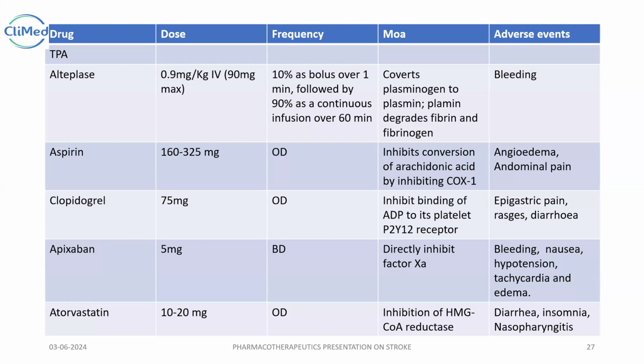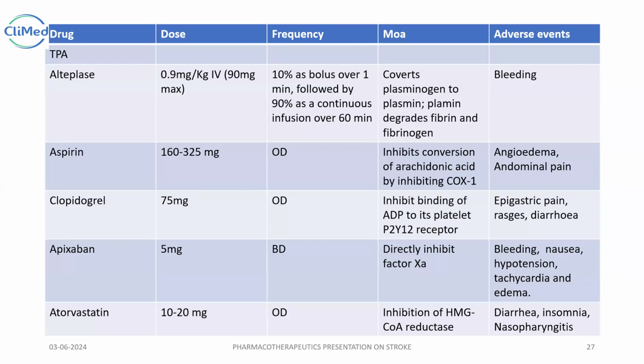Clopidogrel we can also give, which will reversibly block the P2Y12 receptors, components of ADP receptors on the platelet surface, which will prevent the activation of the GP2B and GP3A receptor complex, and thereby preventing what? Platelet aggregation. Apixaban acts by directly inhibiting factor 10A.